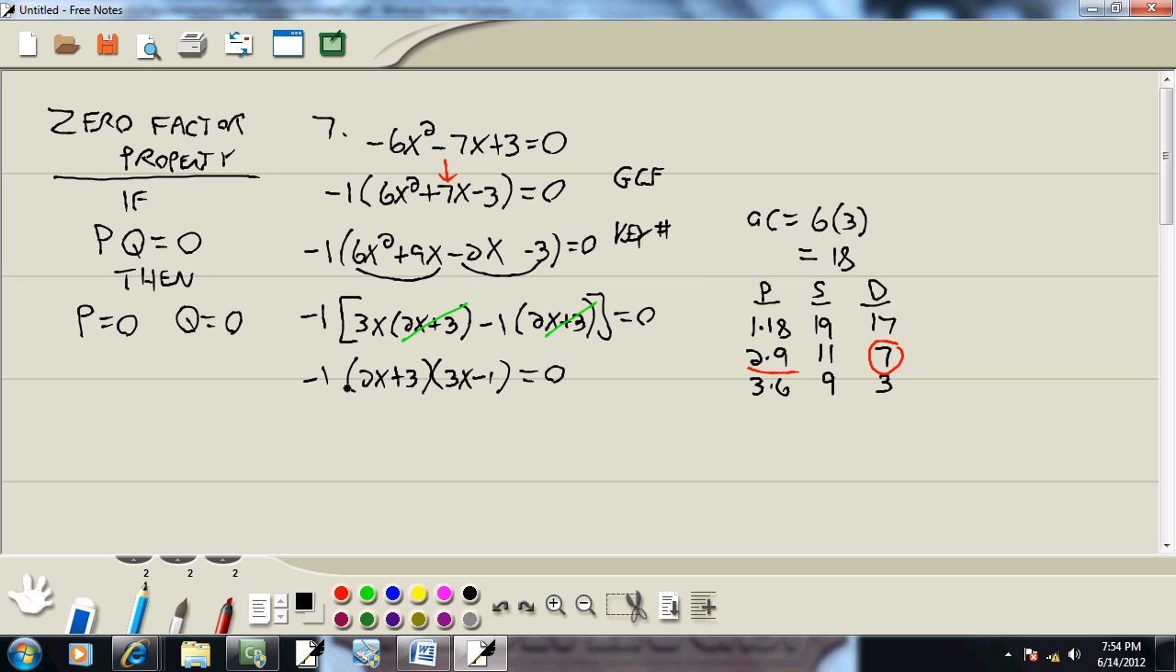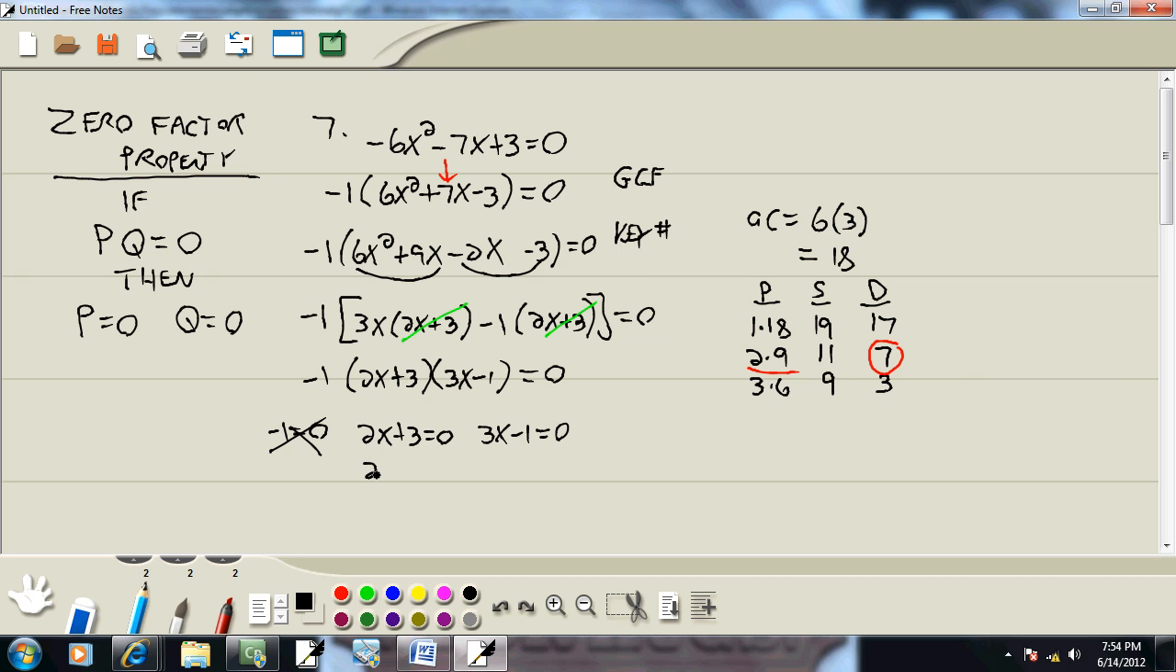Okay, so we got 0 on one side, we got the other side factored. The zero factor property says you set each one of those equal to 0, but if I set negative 1 equal to 0, I'm solving for x. There is no x to solve for there. We never set numbers equal to 0. It doesn't do us any good. So I'll set 2x plus 3 equals 0, and I'll set 3x minus 1 equals 0. And then I'll solve each one of these.